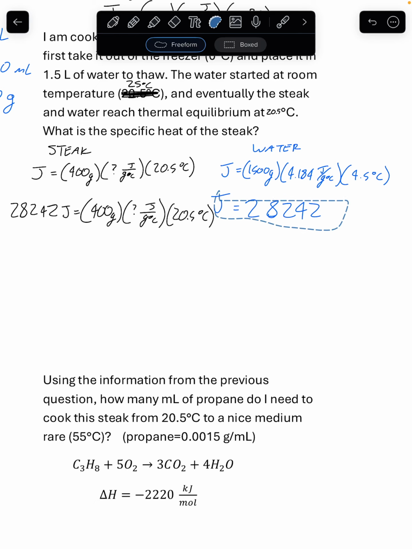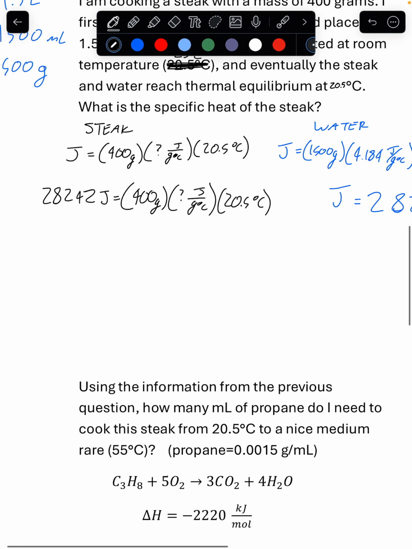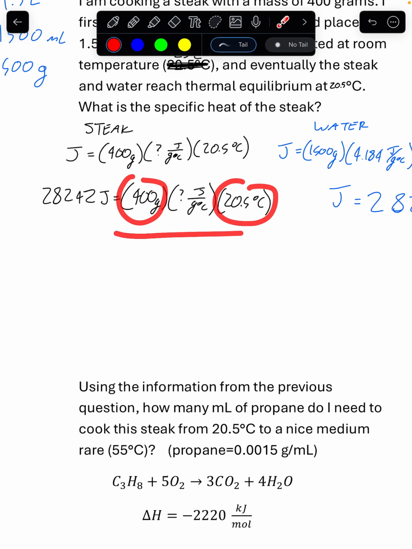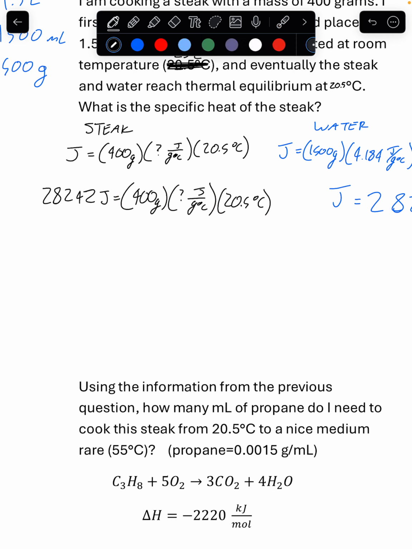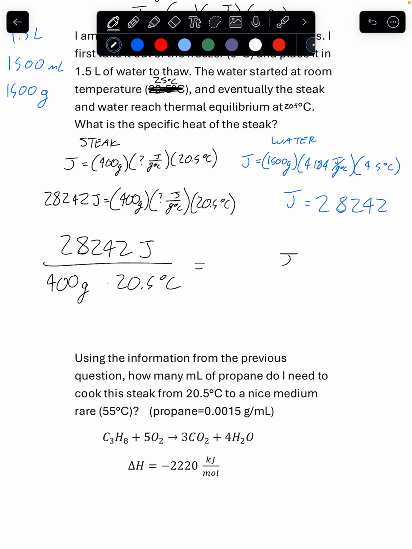Just scoot this over. Okay, well, if I want to isolate this variable, I need to take this one and move them over here, right? Divide by both of those. So 28,242 joules divided by 400 grams, also divided by 20.5 degrees Celsius. And I'm trying to solve for specific heat.